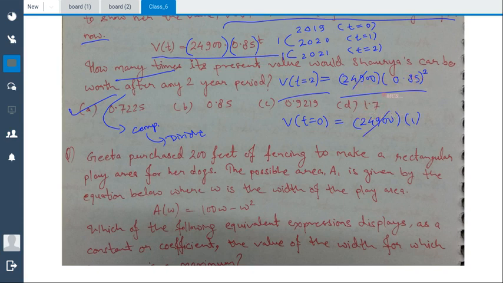Why are you multiplying this thing? You are multiplying and making things a little bit difficult. So in reality, V at t equal to 2 divided by V at t equal to 0 is equal to 0.85 squared. And guys, what is 0.85 squared? Can you do it? 0.7225. You can do it easily.